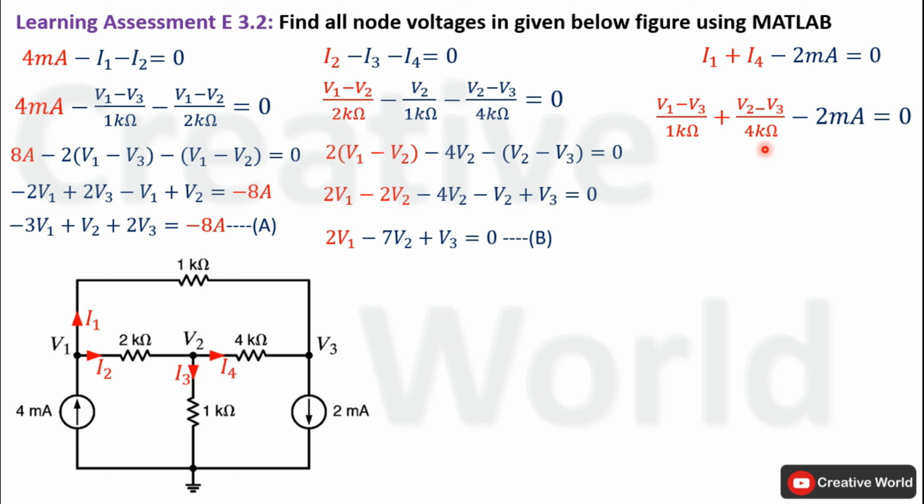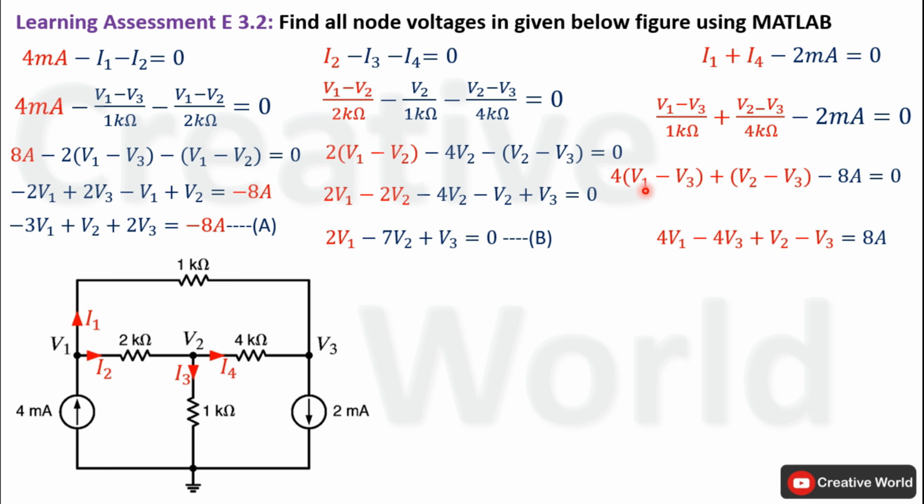In order to omit values in denominator, multiply with 4 kilo ohm on both sides. Product of 4 kilo ohm and V1 minus V3 divided by 1 kilo ohm will become 4 into V1 minus V3. Similarly, product of 4 kilo ohm and V2 minus V3 divided by 4 kilo ohm will become V2 minus V3. And product of 2 milliampere and 4 kilo ohm will become 8 ampere. Milli will cancel out with kilo. Open these brackets and place minus 8 ampere on the other hand side of equal to separate constant from variable.